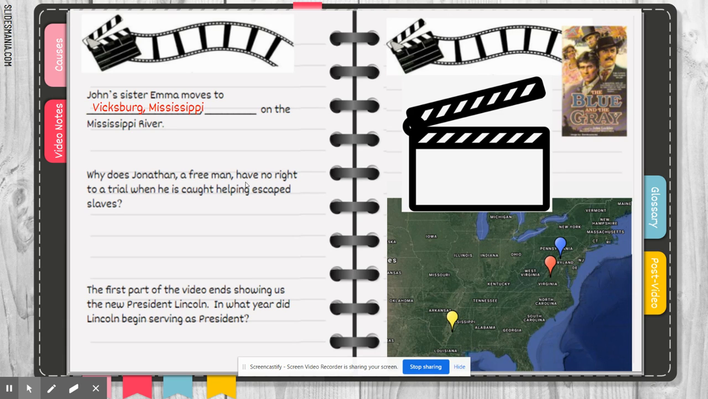Why does Jonathan, a free man, have no right to a trial when he is caught helping escaped slaves? After Nat Turner's rebellion, all laws in Virginia regarding slaves also applied to free black people. That meant no right to a trial. His rights had been stripped because of that rebellion and because states like Virginia took their rights away.